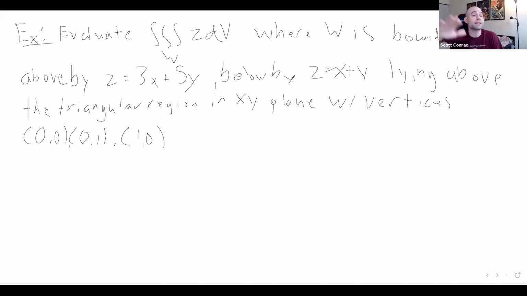So we did this example, except the region D was different yesterday. Yesterday, the region D lay above a rectangular region. So we're just going to power through this one really quickly because we did a chunk of this work already.